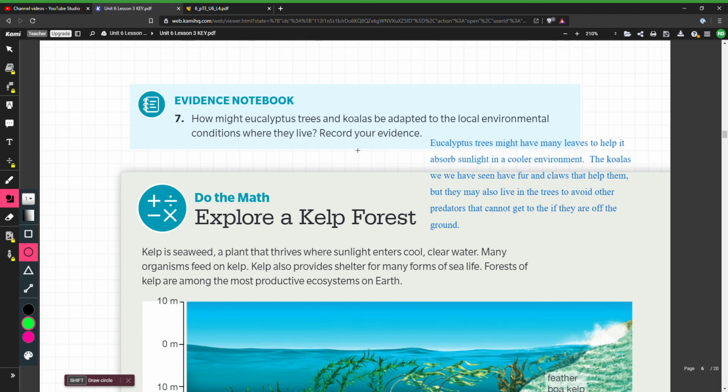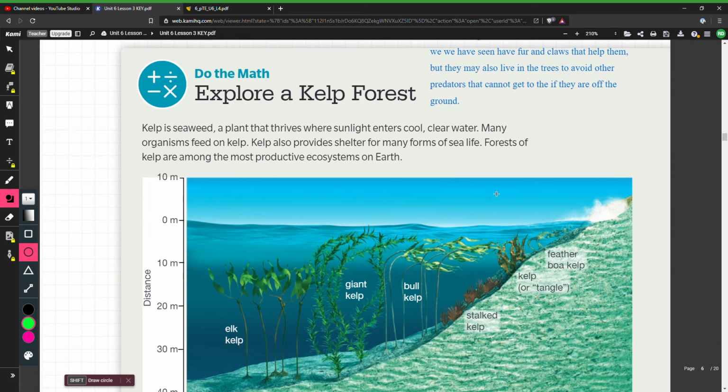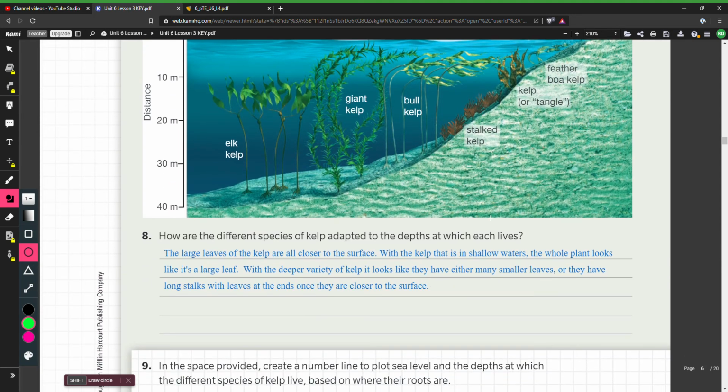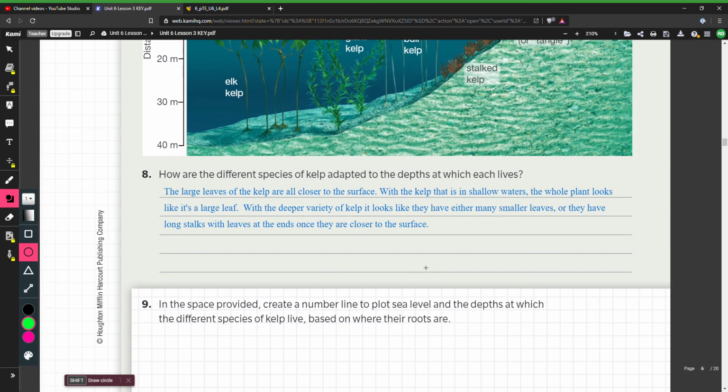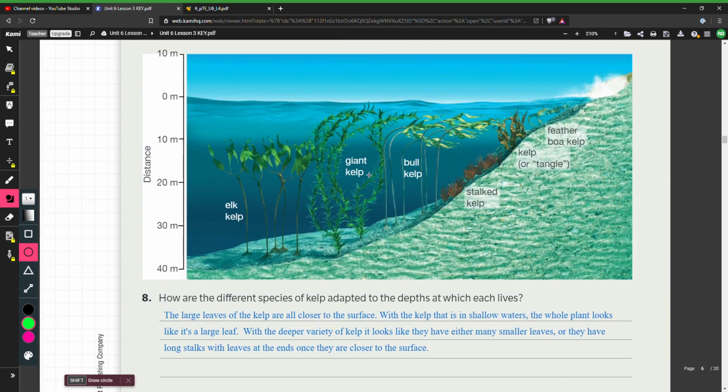Koalas are obviously adapted to live in the local environments because they have that fur to keep them warm and the claws to help climb the trees. And so there you go. And then we have this kelp forest. So we need to make a line graph right here talking about these different kelp forests.